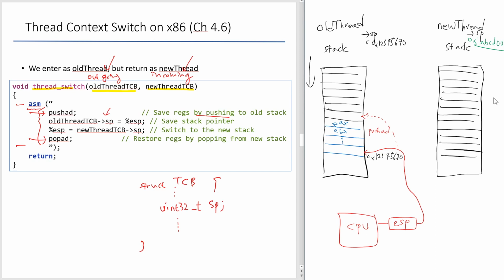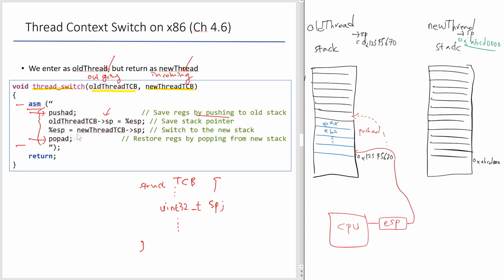So this implies that the address of the top of the stack of this new thread is 0xabcd0000. We are now executing this third instruction, so ESP should point to this location here. And then you execute pop all. Because we know that this new thread was previously scheduled out using the same process, by executing the same sequence of context switch code, we know that the top of the stack is the saved registers, the frozen content of the register file. That means by executing pop AD, you're essentially restoring all these saved registers back to the CPU.